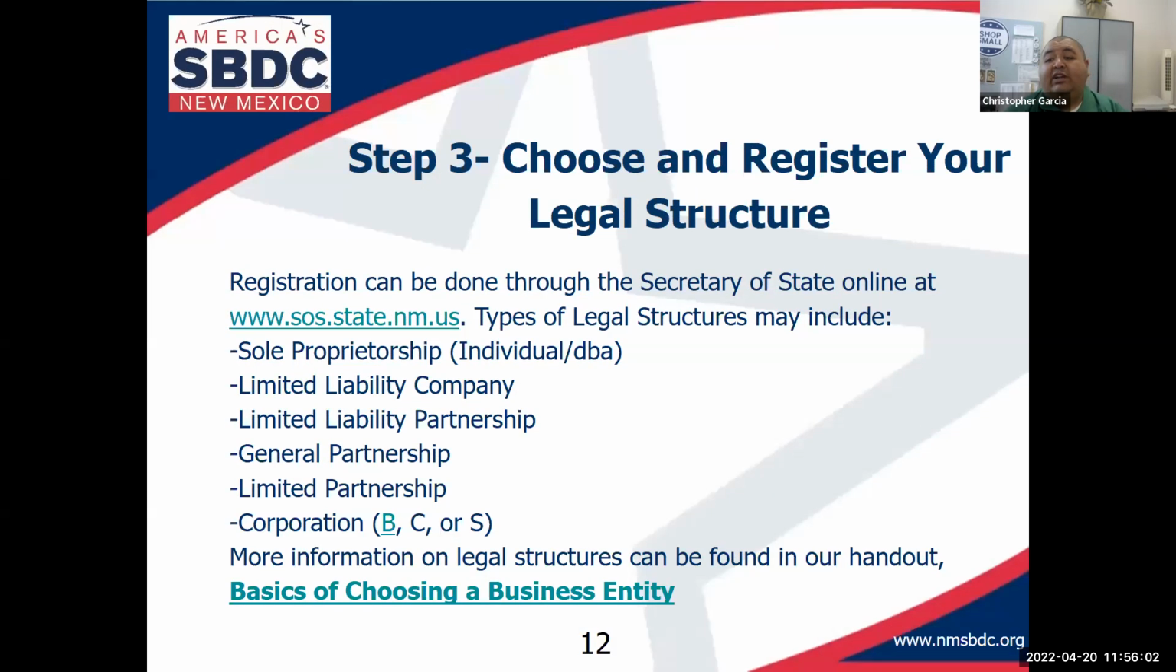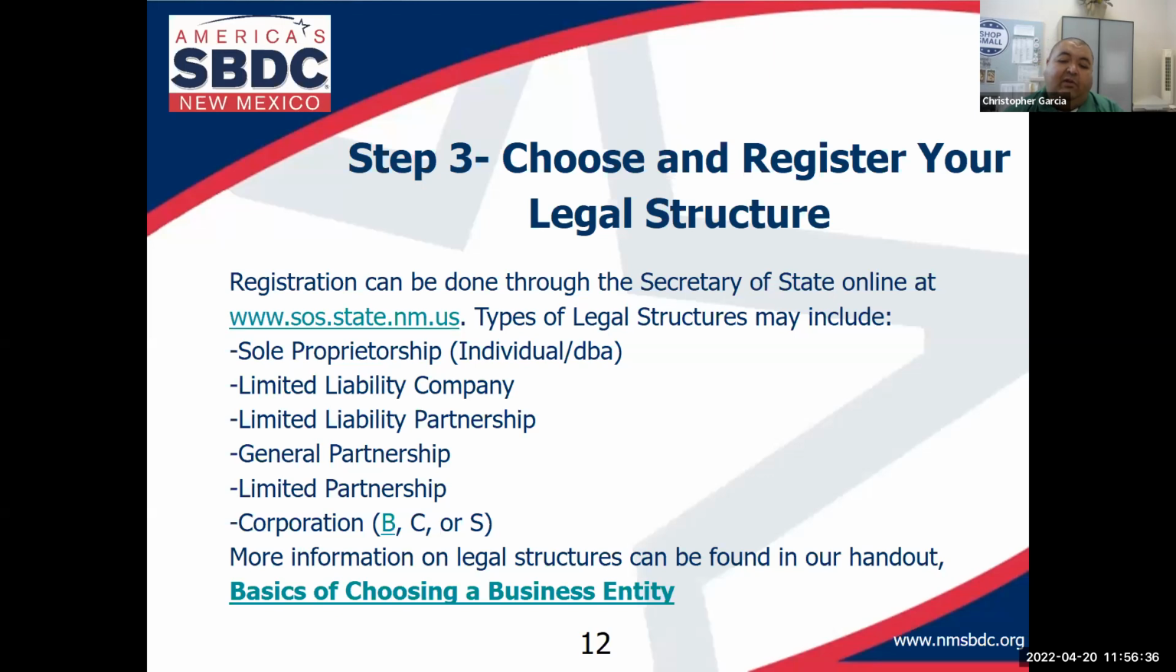Step 3 is choosing and registering your legal structure. The legal structure of your business is its foundation. You must carefully consider how you wish to legally operate your business, and the common business structures are on the slide. Everything but sole proprietorships and partnerships must be registered with the New Mexico Secretary of State's office, and the paperwork is available solely online now. More information about legal structures can be found in the document called Basics of Choosing a Business Entity.